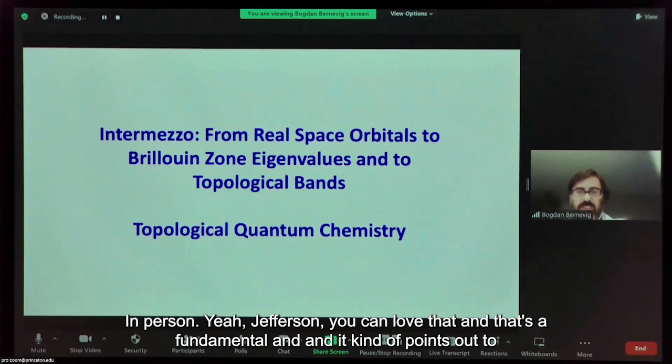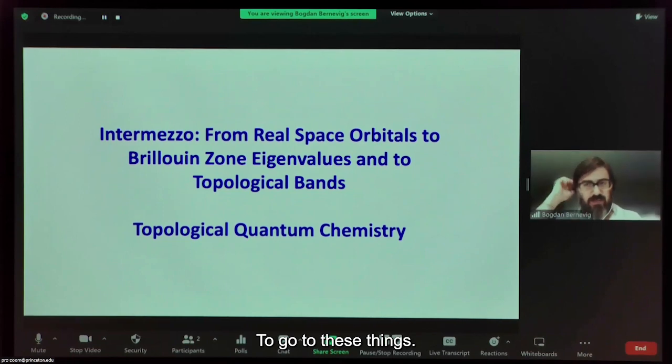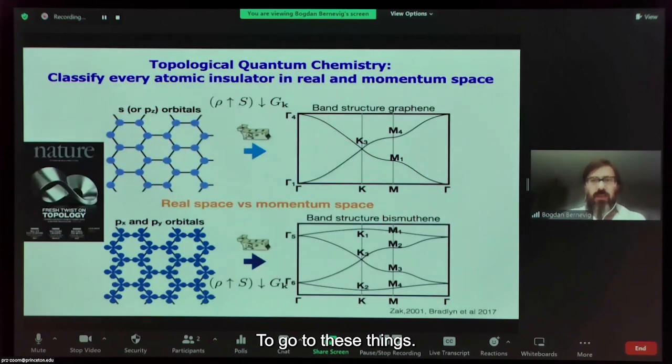So in order to go through these things, we need to do an intermezzo and understand how you can go from real space orbitals to Brillouin zone eigenvalues and topological bands. It turns out that by knowing the real space orbitals, you can, A, find the eigenvalues of the bands given by these real space orbitals in momentum space, and B, you can find if the band is topological. This will help us show that it's natural for flat bands to come out topological. It's not always true, but it's natural.